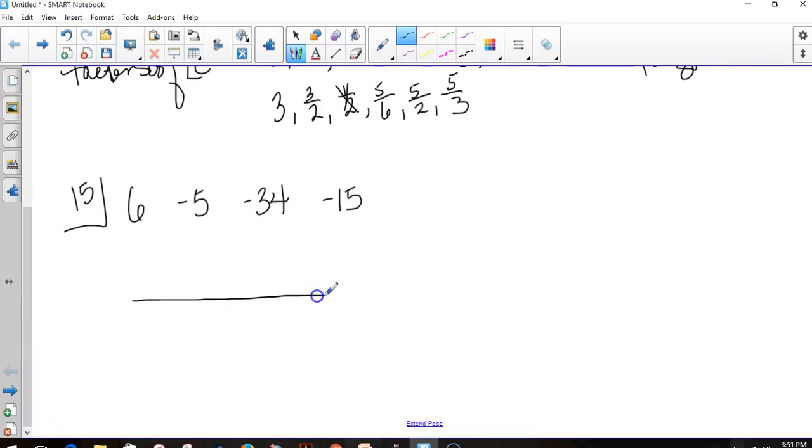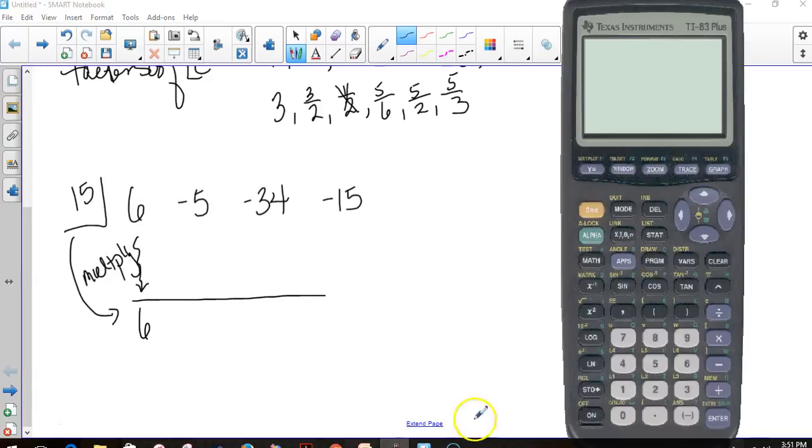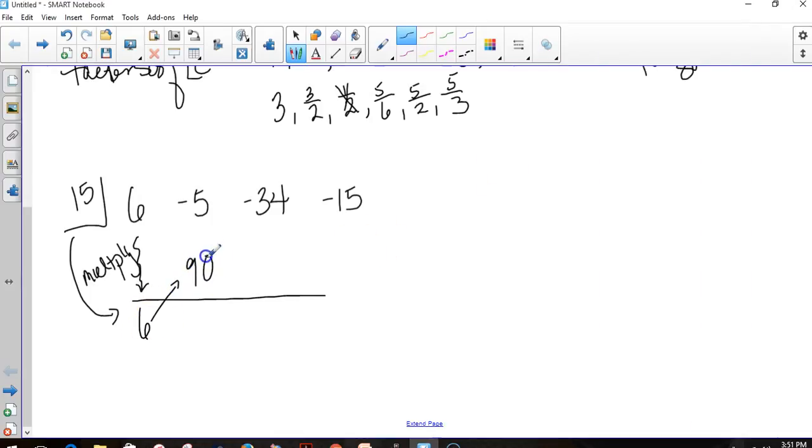I'm going to draw a line, and then you always start the division process by dropping this first number, that leading coefficient, underneath the bar. And then what we're going to do is we're going to multiply. So it's going to be the number in the box times that number down there. So, 15 times 6 is 90, and then you're going to put that answer right in here, and then add.